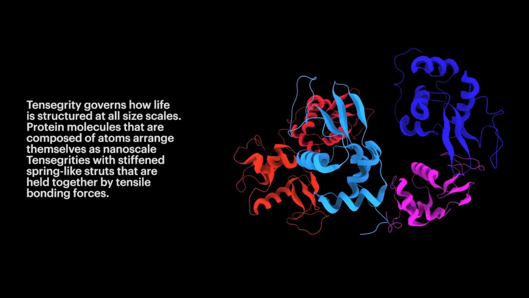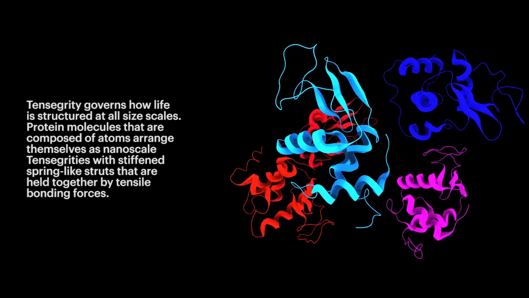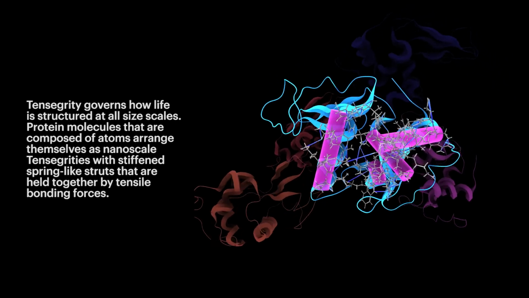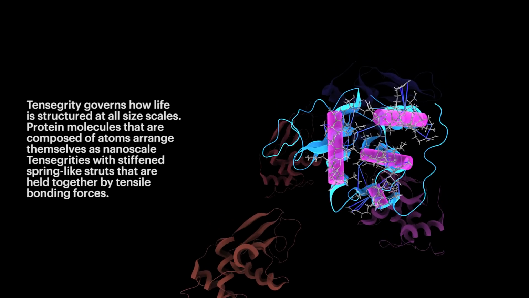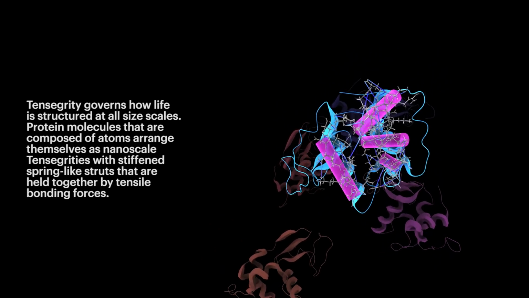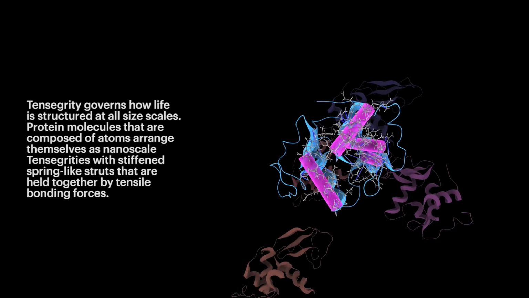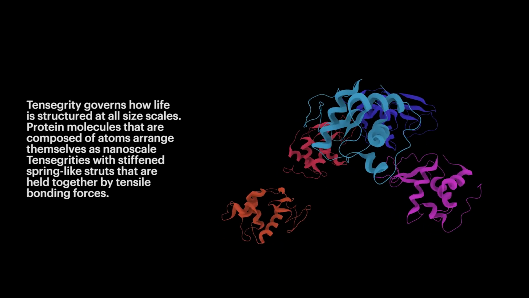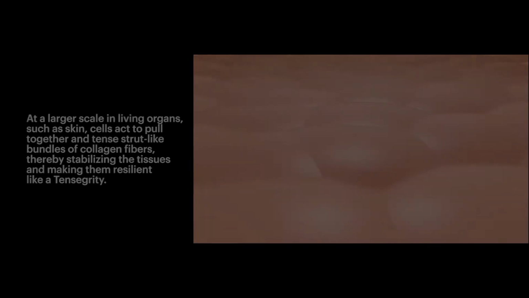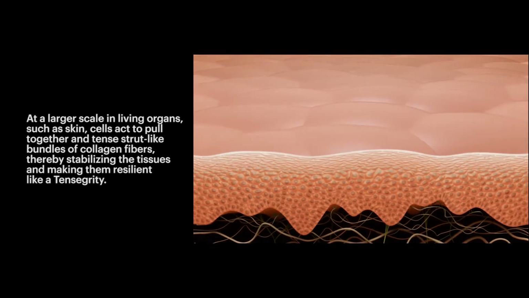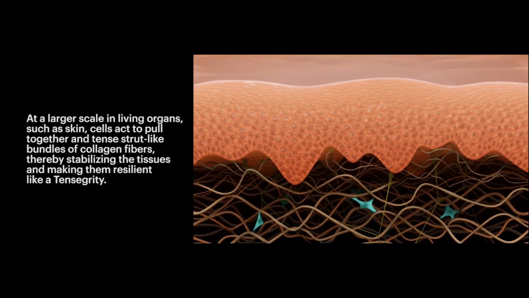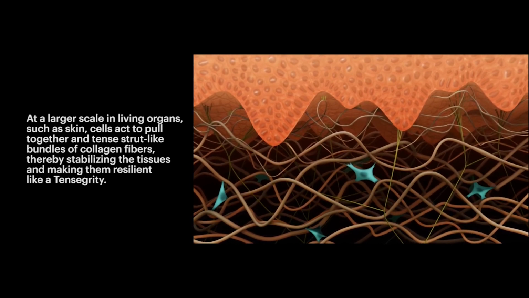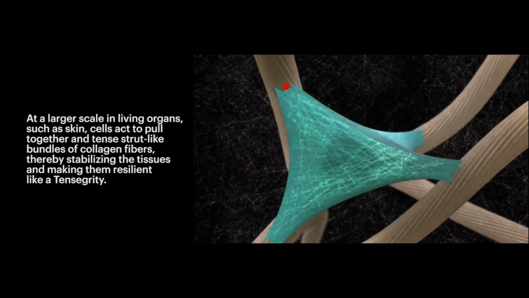Tensegrity governs how life is structured at all size scales. Protein molecules that are composed of atoms arrange themselves as nanoscale tensegrities with stiffened spring-like struts that are held together by tensile bonding forces. Animated protein clusters gather. At a larger scale in living organs, such as skin, cells act to pull together and tense strut-like bundles of collagen fibers, thereby stabilizing the tissues and making them resilient like a tensegrity.